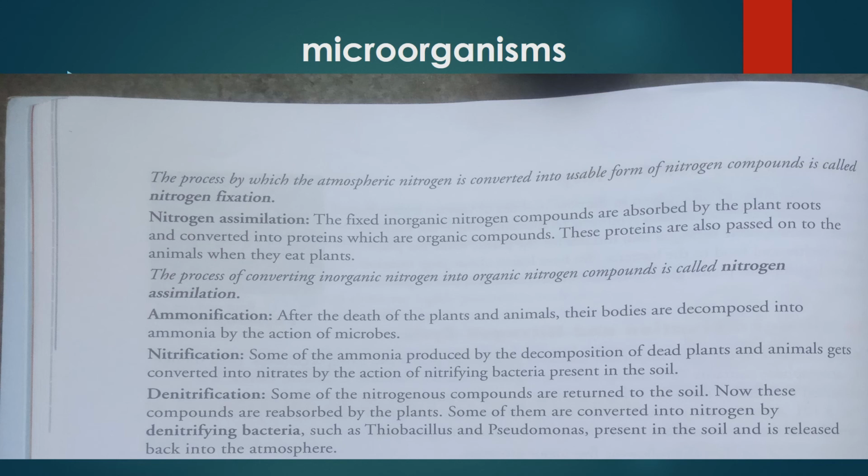Then the last step is denitrification. Some of the nitrogenous compounds are returned to the soil. Now these compounds are reabsorbed by the plants. Some of them are converted into nitrogen by denitrifying bacteria; Thiobacillus and Pseudomonas are the denitrifying bacteria which can break down the nitrates NO3 or nitrites. As a result, oxygen will be separated from the nitrogen, and when nitrogen is alone, then in diatomic form it goes back to the atmosphere.